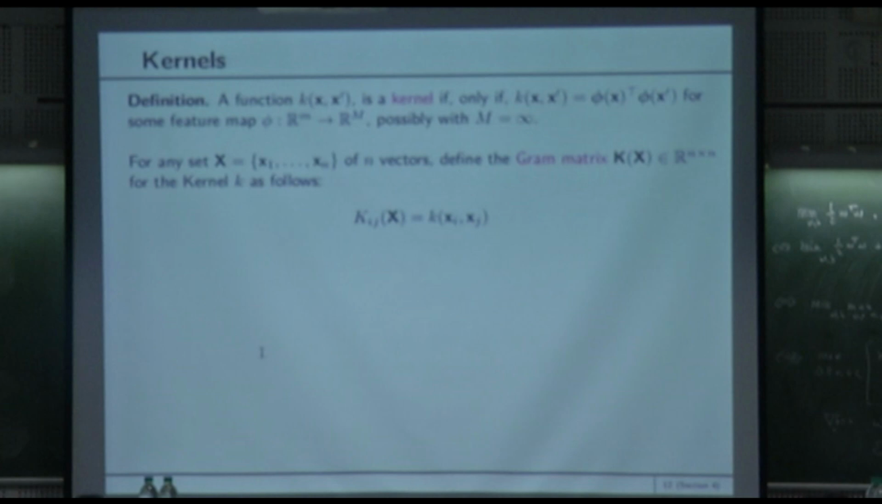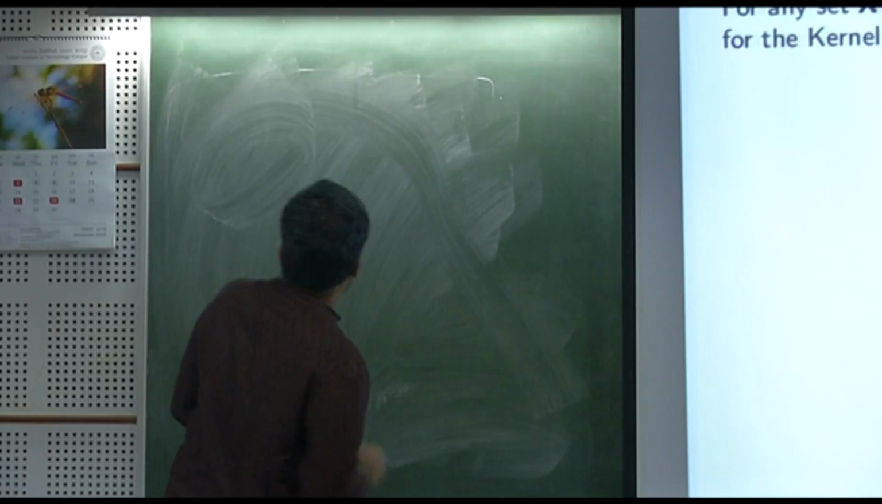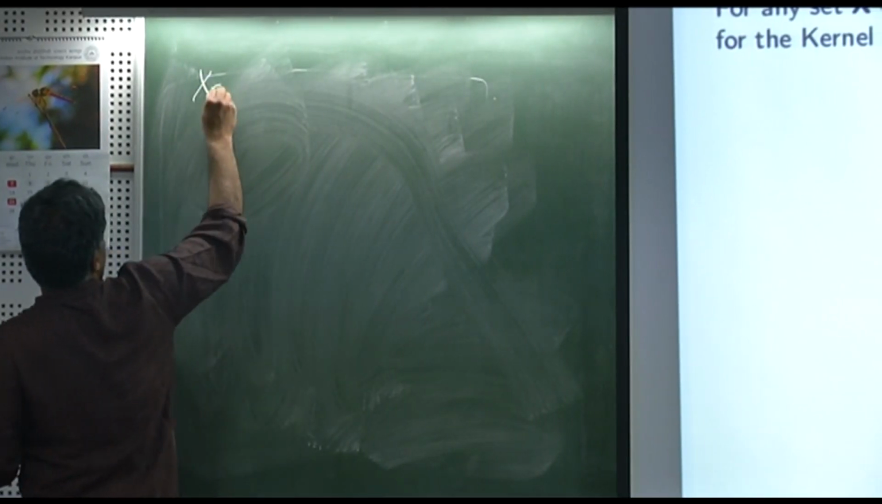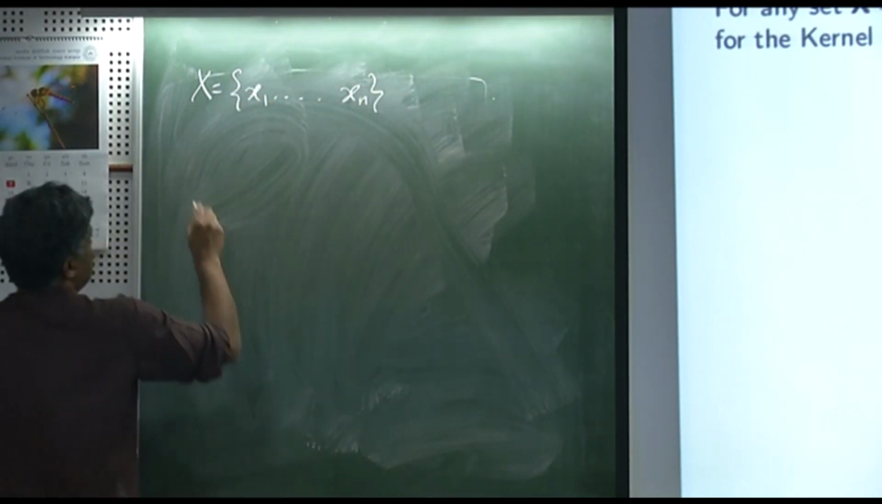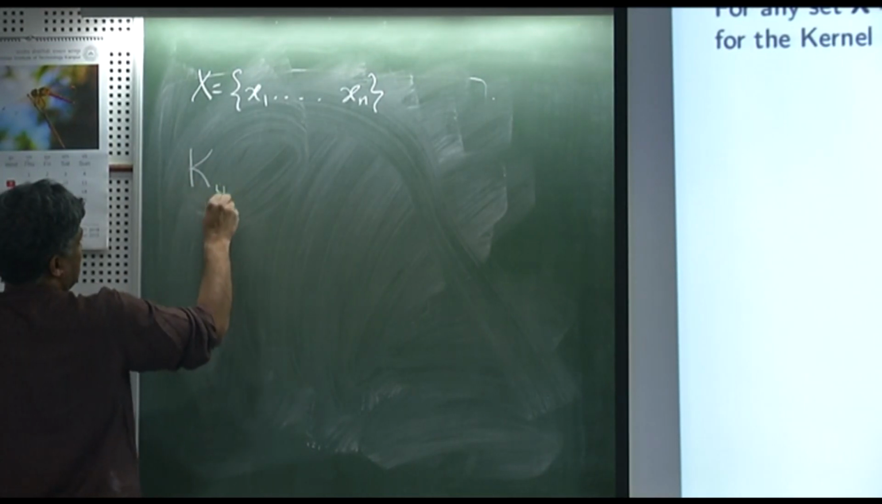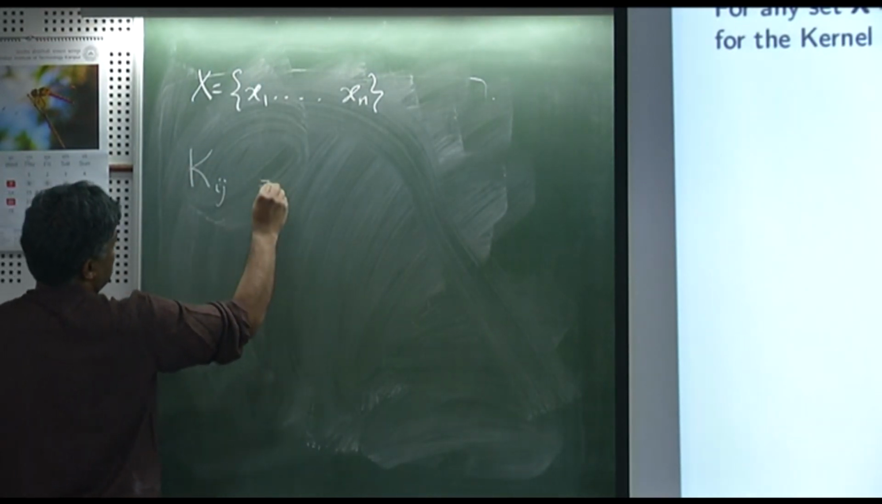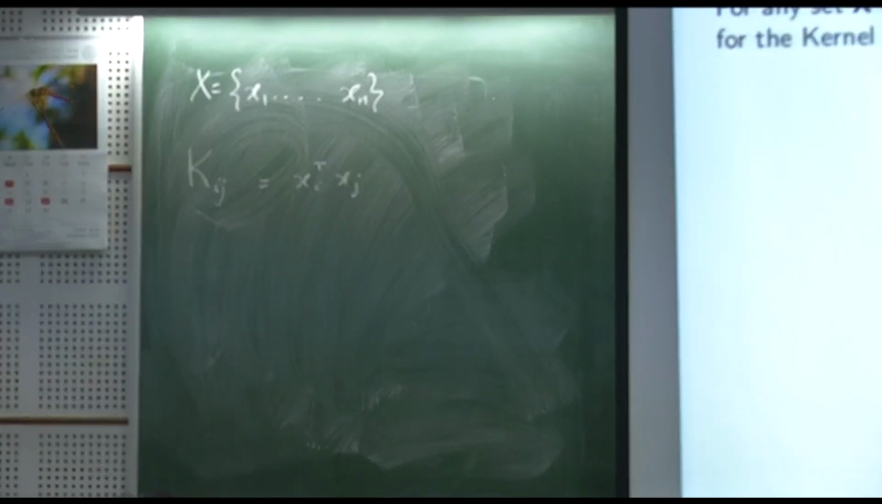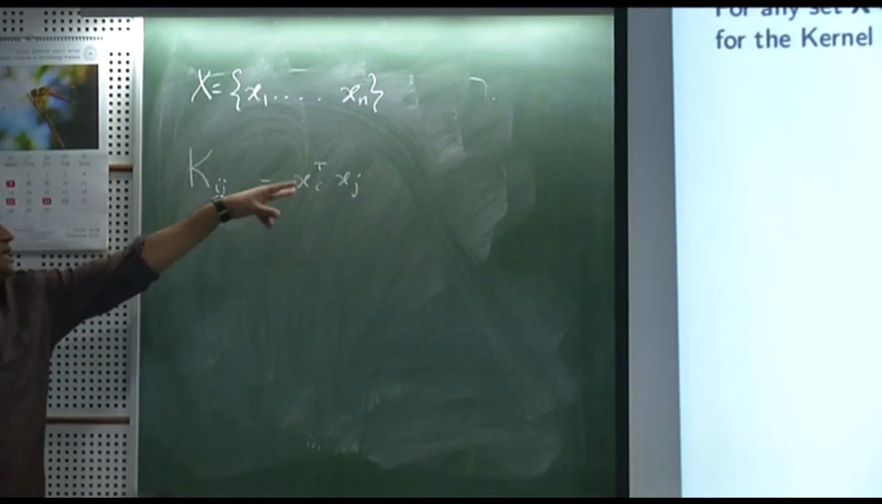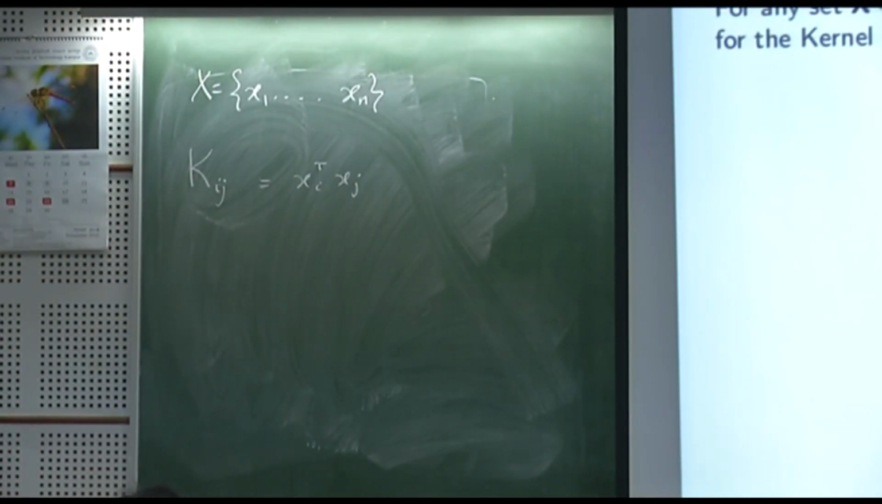Let me actually tell you why this Gram matrix is an interesting object. My eraser is all on that side, so maybe I'll write it on this side. Suppose I've been given vectors x1 up through xn. I define a matrix K in this form. Kij is just xi transpose xj. Forget about that little k function for the moment. It's just xi transpose xj. This is how I define my K matrix.